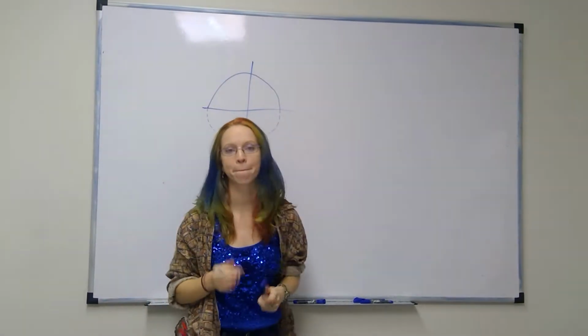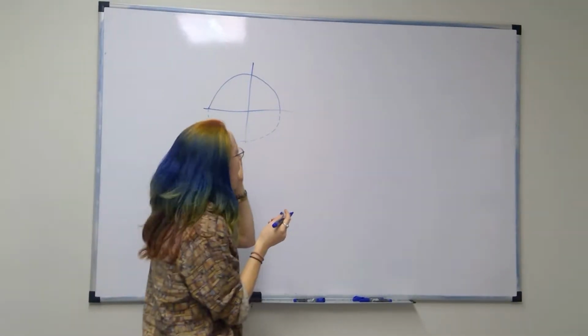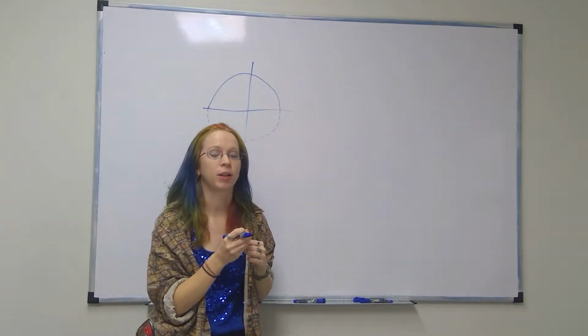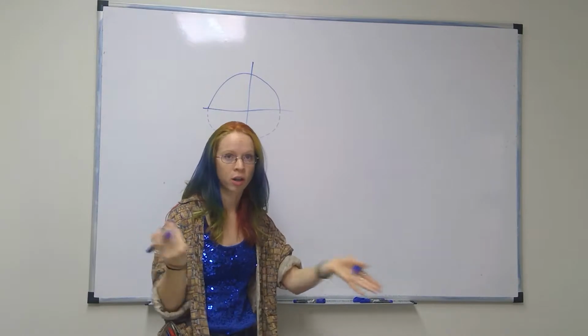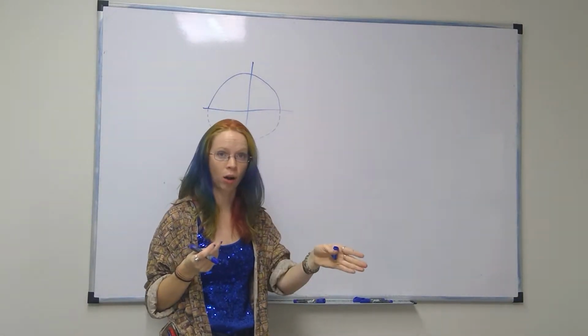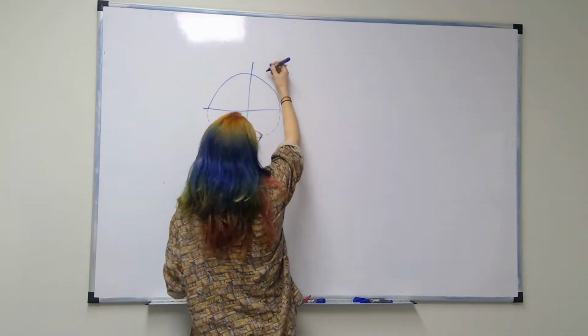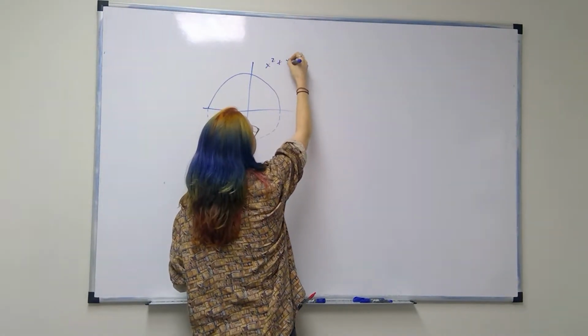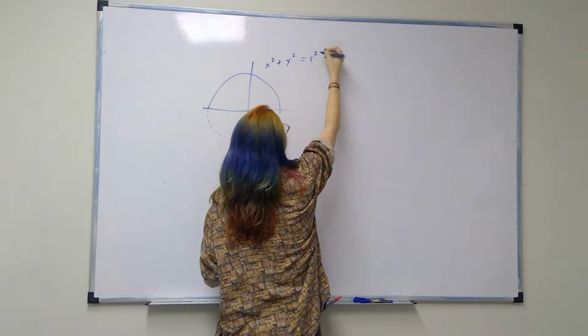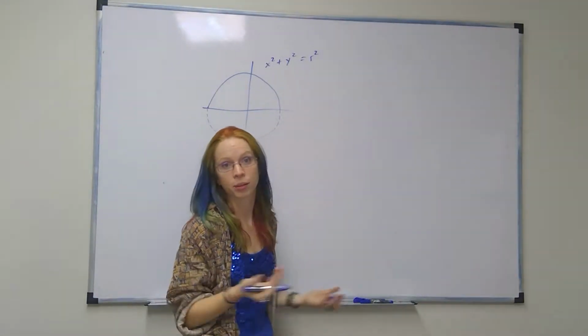Okay, cool. All right, and I'm going to keep this circle very generic. I'm going to let its radius be r, some constant r. So the equation of this circle, centered at the origin, is just x squared plus y squared equals r squared.